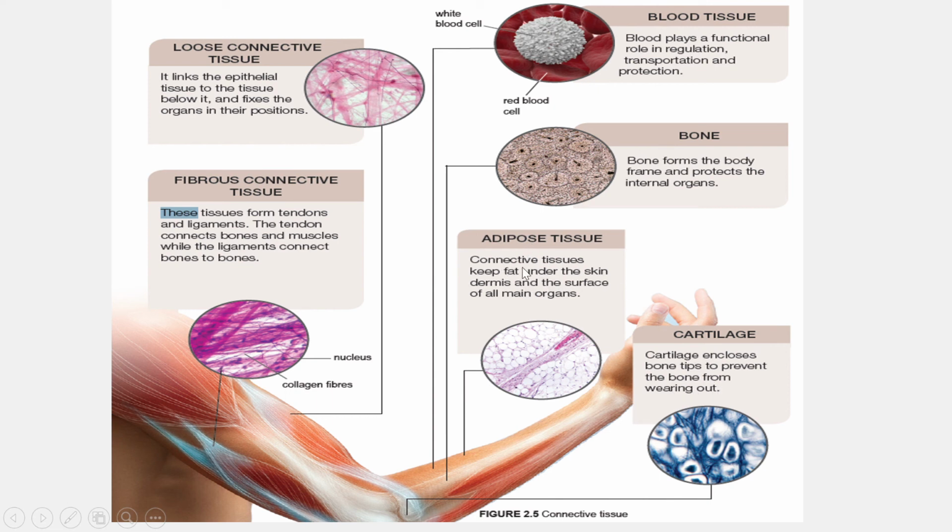Okay, connective tissues keep fat under the skin, dermis, and also the surface of all main organs. Kalau fibrous connective tissues forming tendons and ligaments. Okay, ligaments join bone to bone, tendons bone to muscles.